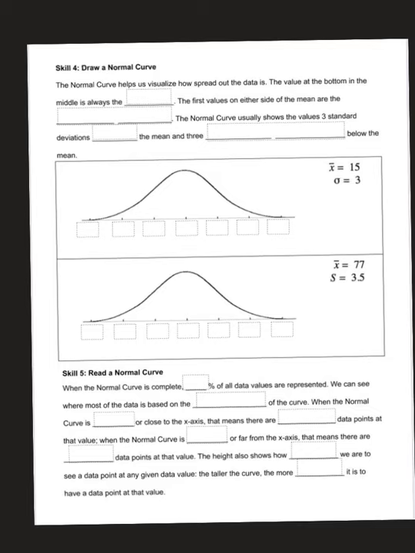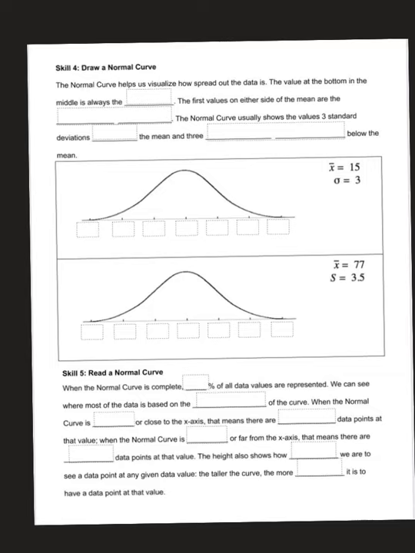So the best way to get used to the normal curve is to draw one. So that is skill 4. The normal curve helps us visualize how spread out the data is. So the reason we care about what shape it is, whether it's really tall and skinny or nice and sort of flat like this, is it tells me how spread out my data is down here at the bottom.